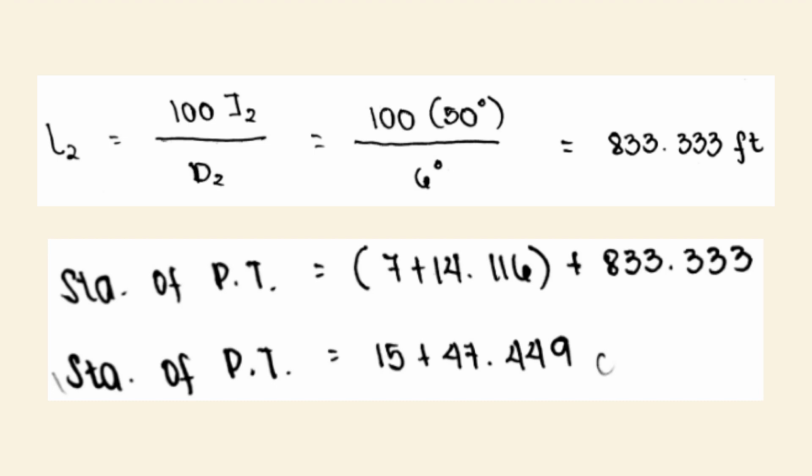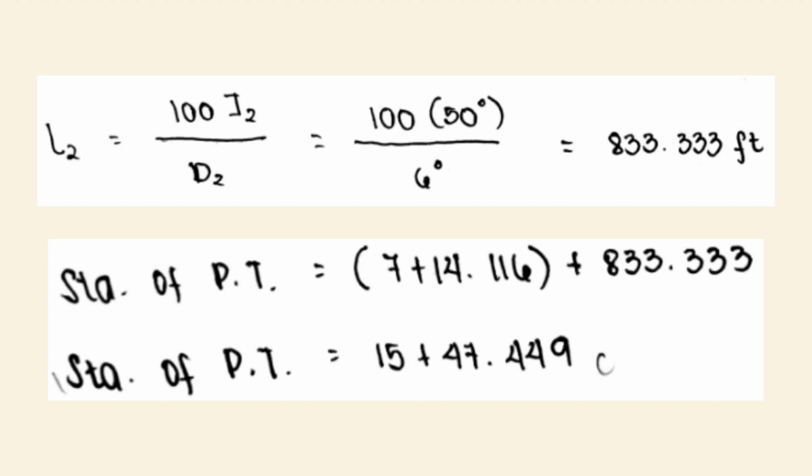Next, L sub 2, using the same formula, we have 100 multiplied by 50 degrees over 6 degrees. The value of our L sub 2 is equal to 833.333 feet.